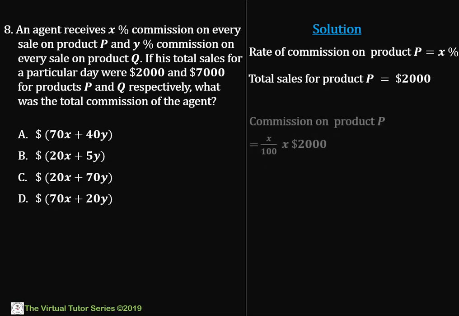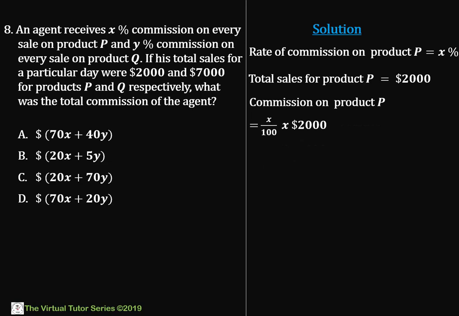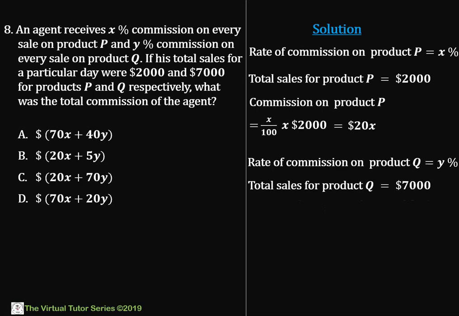So we have X over 100 times $2,000. 100 into $2,000 is $20, and $20 times X is 20X dollars. So we have the commission on product P to be $20X. Now, let's calculate the commission on product Q also, using the same process. We have the rate of commission on product Q to be Y%, and the total sales for product Q to be $7,000.